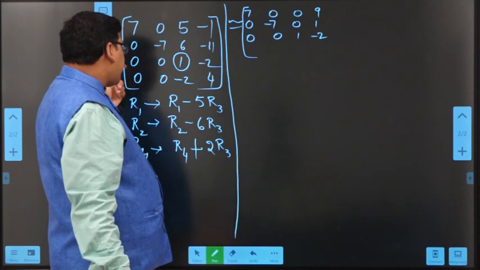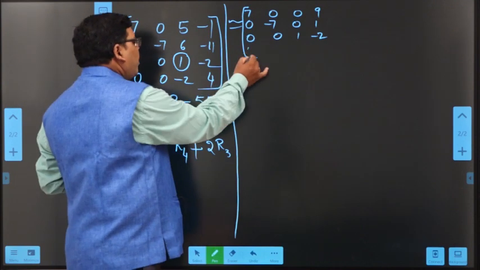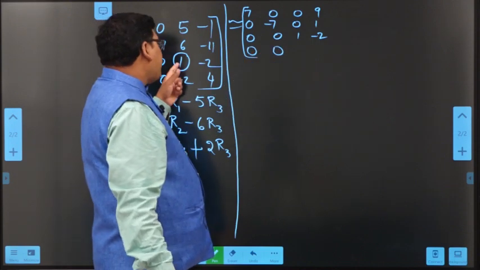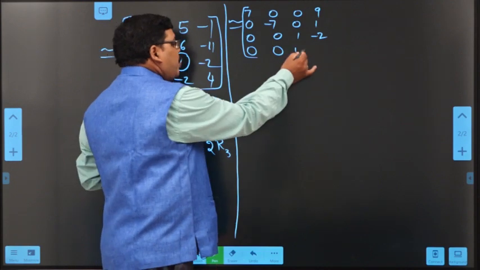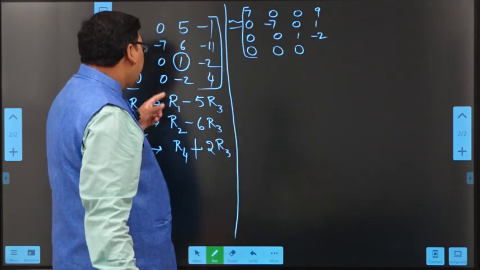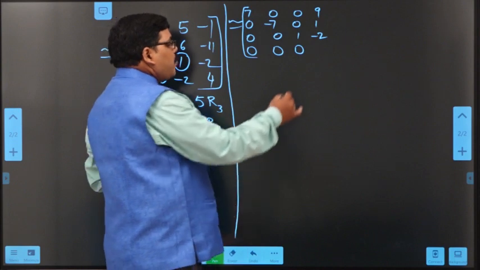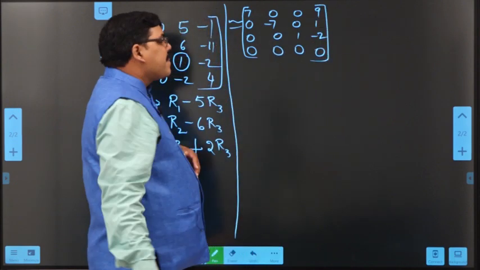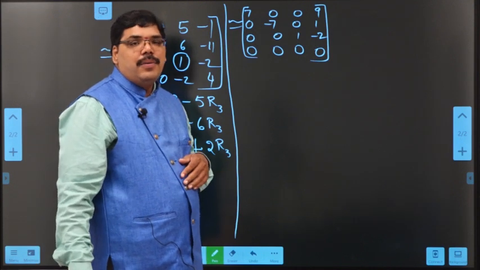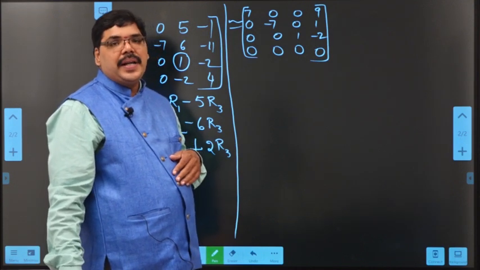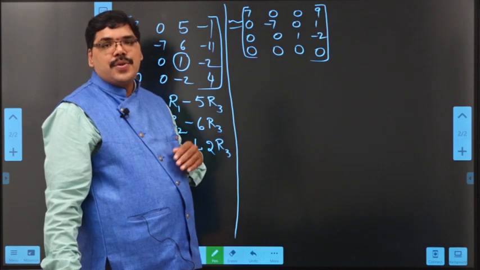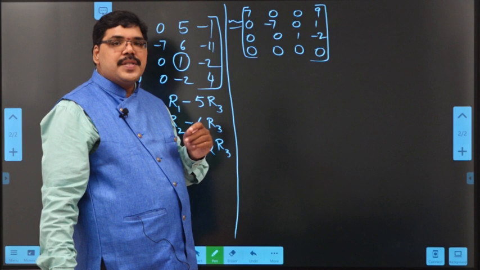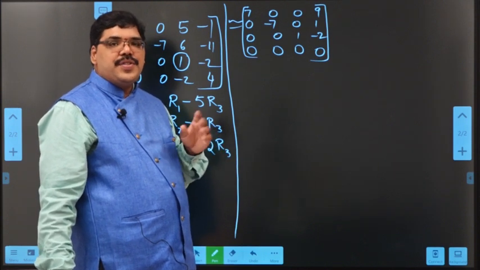R4 plus 2 R3, 0, 0. 2 times of R3, 2 minus 2, 0. 2 times of R3, minus 4 plus 4, 0. Now, after this step, you might have observed that all the elements of the last row are becoming 0.